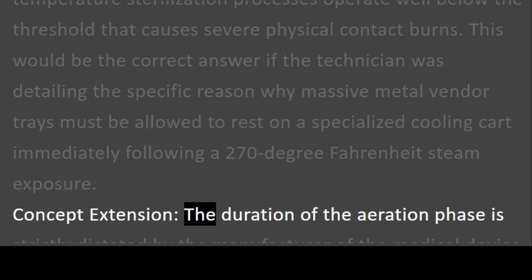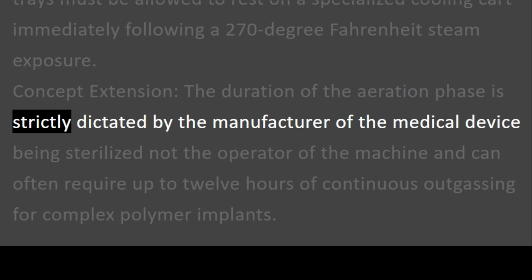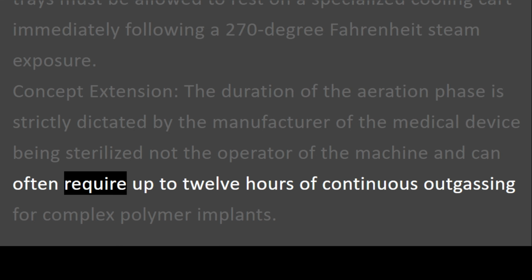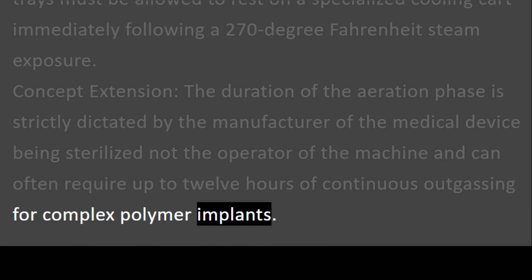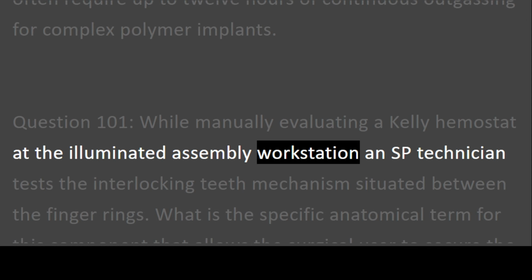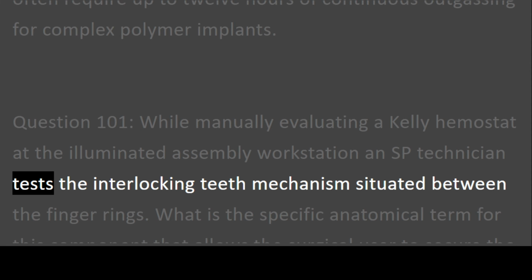Concept extension. The duration of the aeration phase is strictly dictated by the manufacturer of the medical device being sterilized, not the operator of the machine, and can often require up to 12 hours of continuous outgassing for complex polymer implants.